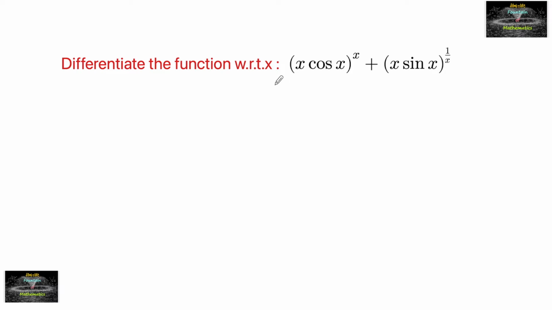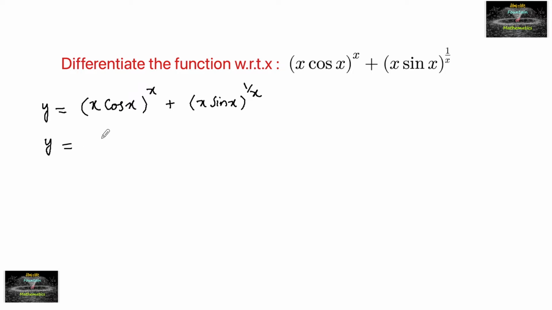Differentiate the function with respect to x: x cos x to the power of x plus x sin x to the power 1 by x. So let us consider this to be the function y. y is equal to (x cos x)^x plus (x sin x)^(1/x). For differentiation, to make it simple, let's split into two functions.